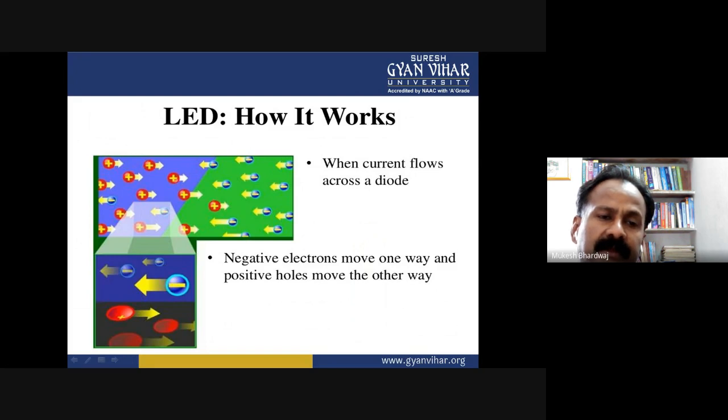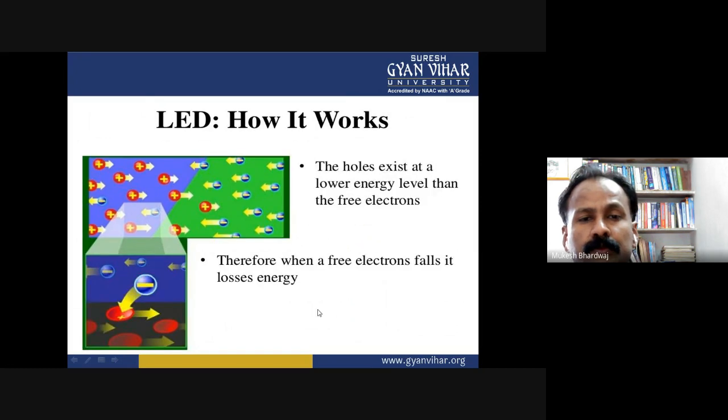basically LED is a semiconductor diode, a PN junction diode. Negative electrons move one way and positive holes move the other way. So the holes exist at lower energy level than the free electrons. Therefore, when a free electron falls, it loses energy.